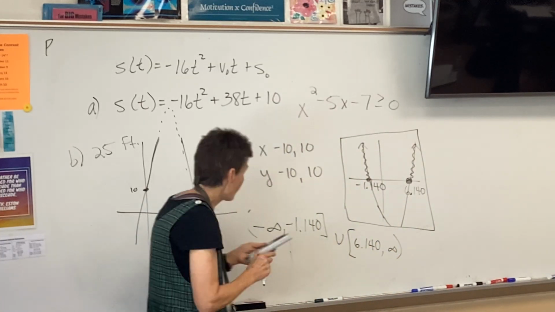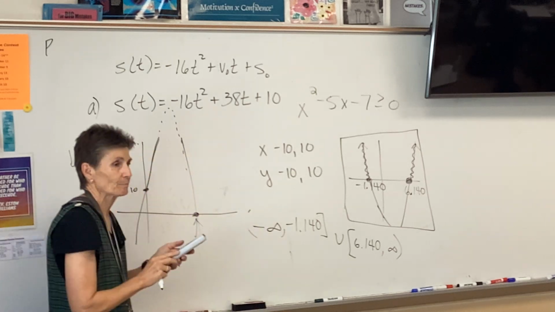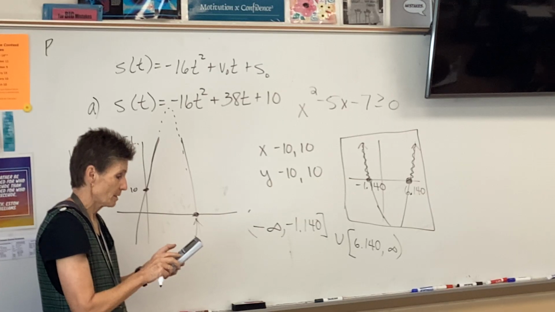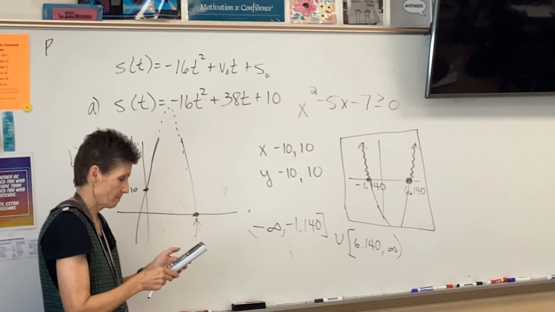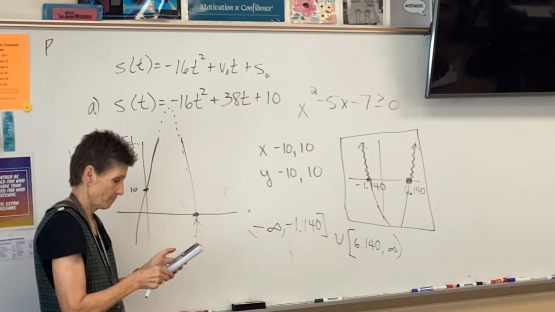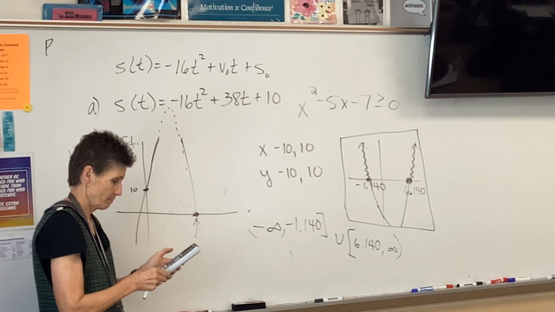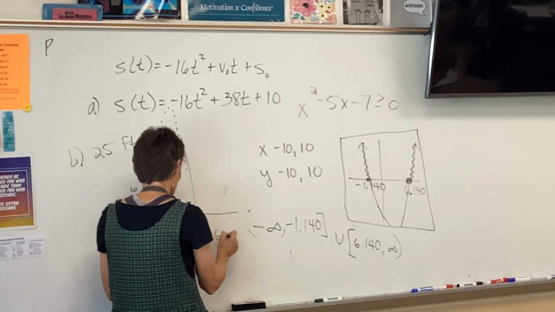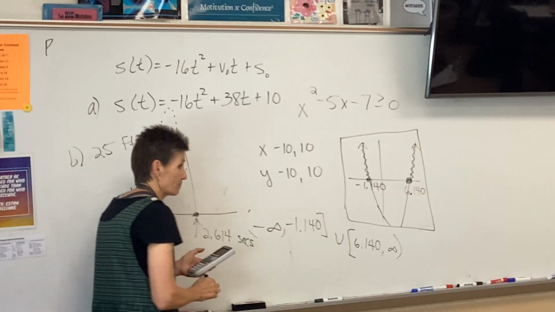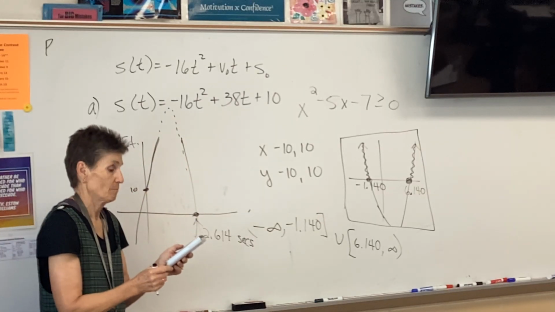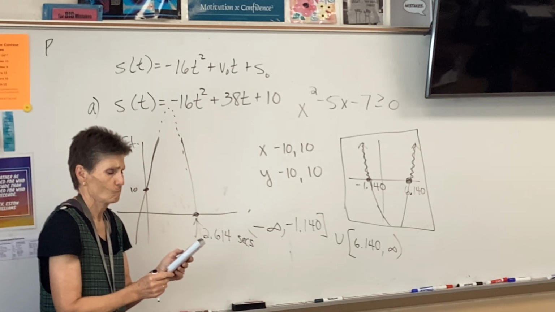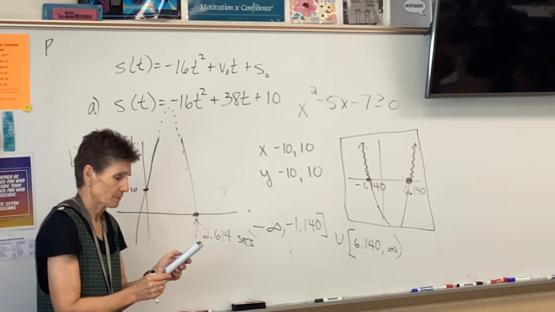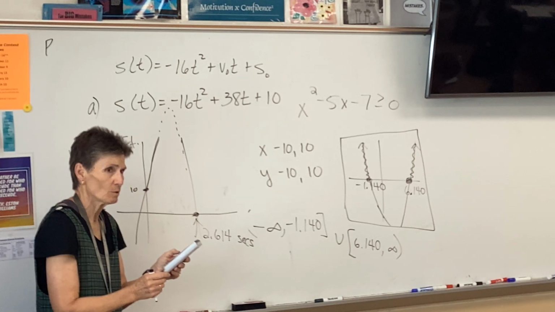Alright, next question, when is the ball on the ground? So here we go, second, calc, zero. When am I on the ground? I got 2.614 seconds. I think that's right. Anybody else get 2.614?